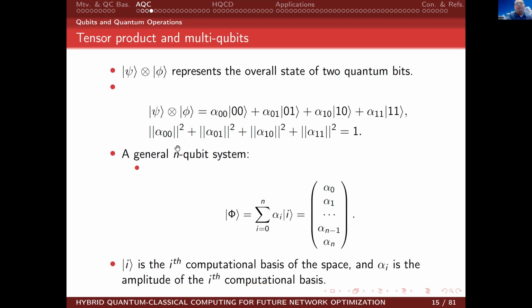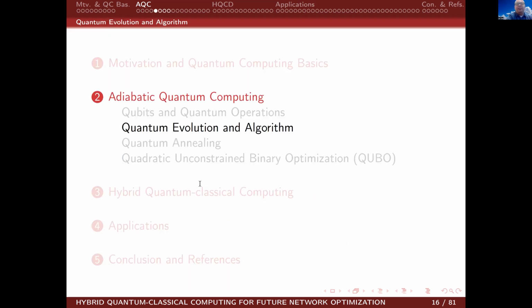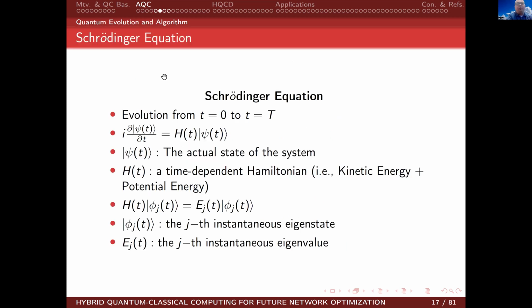Now, once we know the representation of the system, we can discuss the quantum algorithm. Essentially, at the very beginning, when researchers and scientists discussed the quantum computer, they wanted to use the quantum computer to simulate the quantum dynamics of the physical world, because it is very hard for a classical computer to simulate quantum dynamics.